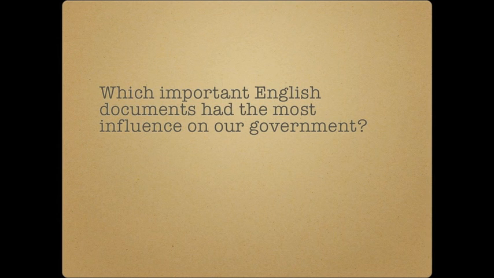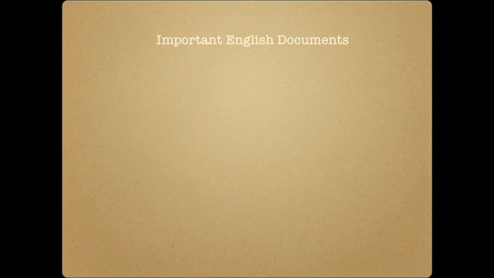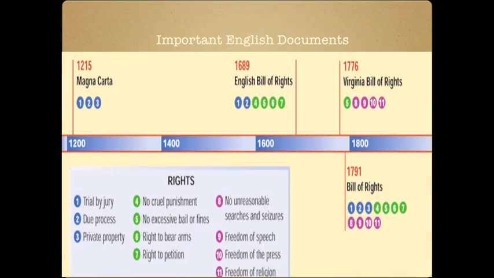Which important English documents have had the most influence on our government? The Magna Carta, the English Bill of Rights, the Virginia Bill of Rights, and the Bill of Rights have played an important role in our political history and the concept of limited government.